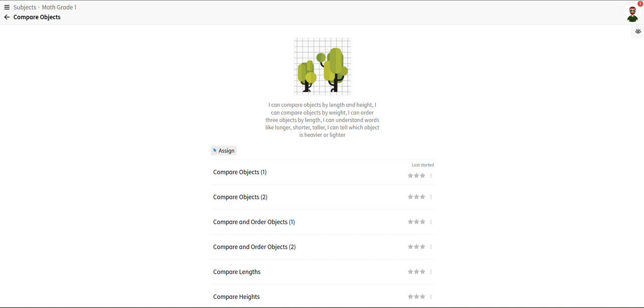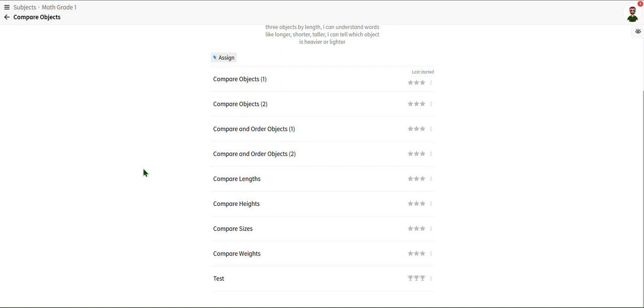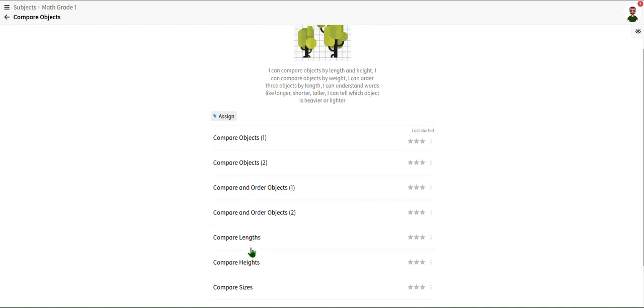Today we will be working on a grade 1 concept of comparing objects, and this is going to be a starter lesson. We're only going to do a little bit of practice in comparing and ordering the objects. So we're going to start with these 4 activities. And then next time that we come together working in the lower grades, we're going to do comparing lengths, heights, sizes, and weights.